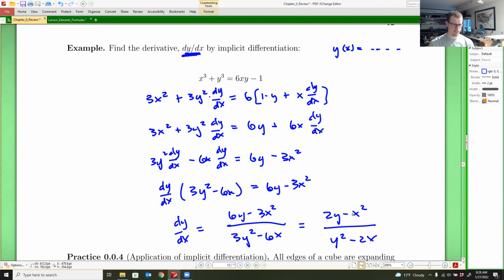Let's see here. I don't think you can factor those. No, because that would have to be a difference of squares, and those aren't squares. So that's it.